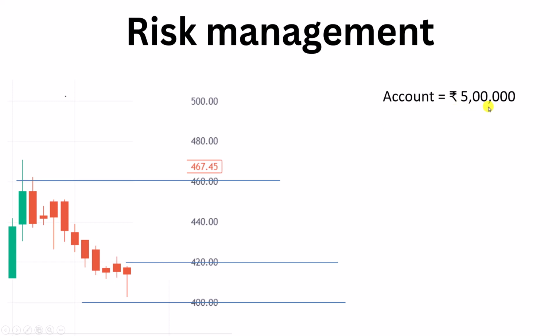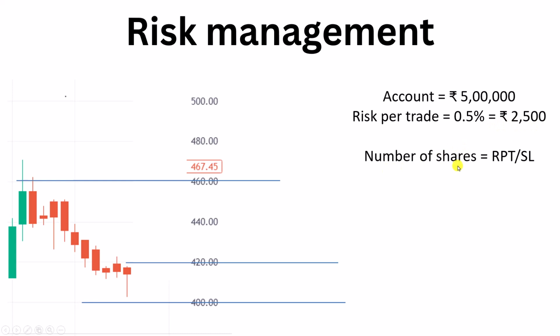Let us say that your account has 5 lakh rupees. Risk per trade that you decide is 2500 rupees. Number of shares is risk per trade by stop loss. Stop loss is 420 rupees minus 400, which is 20 rupees. So this is your risk per trade divided by 20, and it comes to 125 shares. To buy 125 shares, you have to pay this much rupees. Okay, this much rupees. So you buy at this price, hoping that the price will go up.